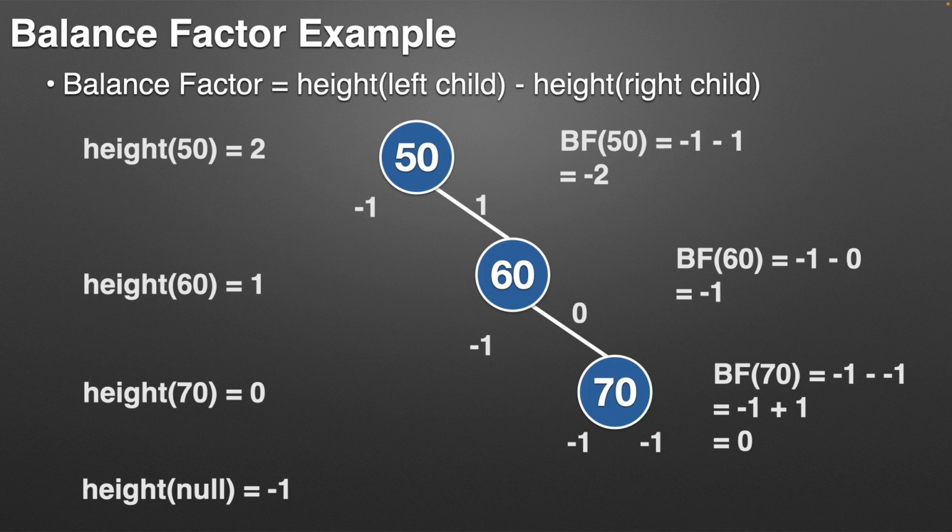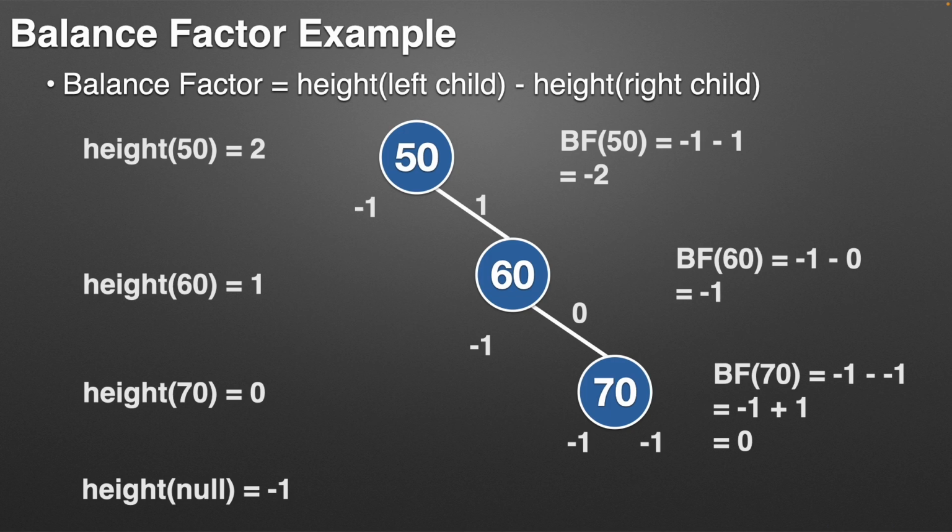So here is a basic example of how we would compute these metrics. When we're talking about the height of the node itself, if you remember from when we first talked about trees, the height is the longest path from the node to another node. So if we just look at 50, the longest path to another node is 2, because you go to 60 and then you can go to 70. So that's how to think about the height.